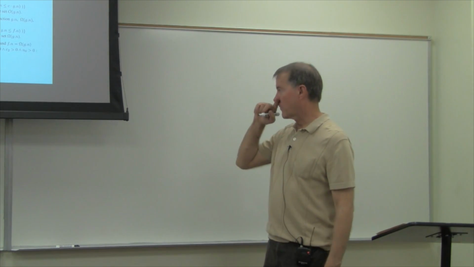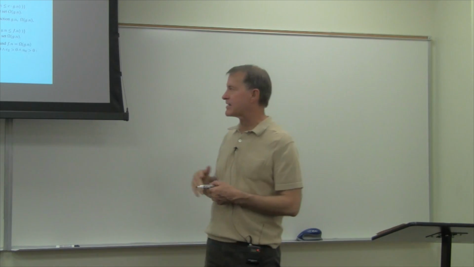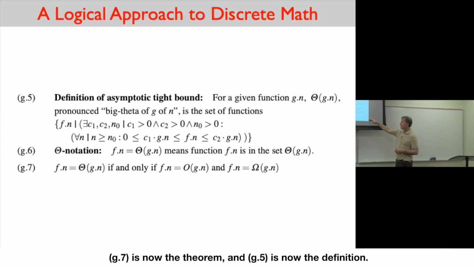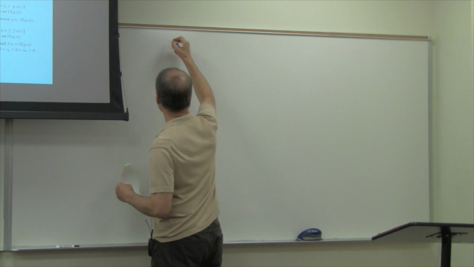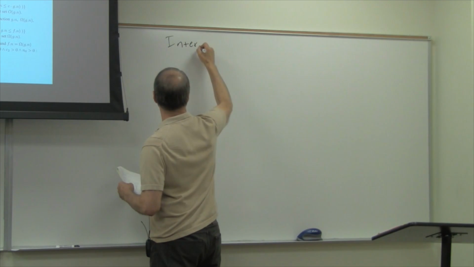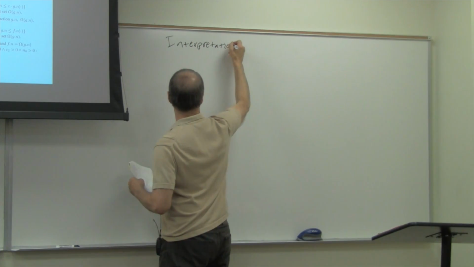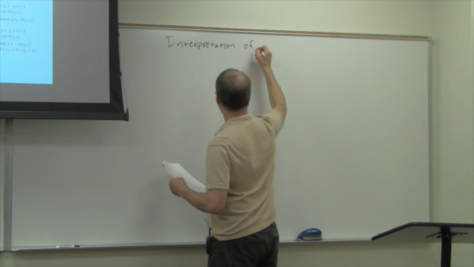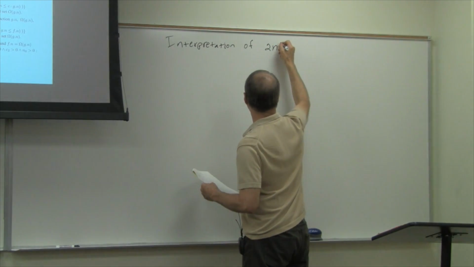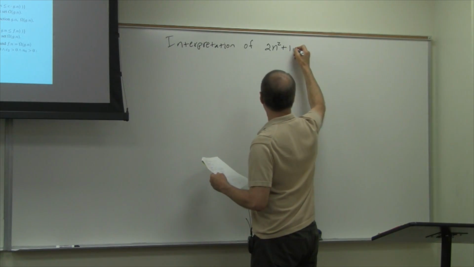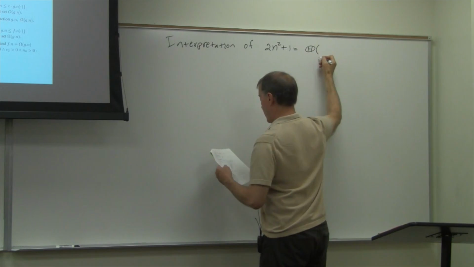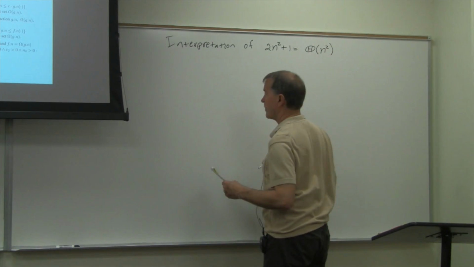We're going to start today by, at the end of class last time, check this out, G.6, we talked about that this is a theorem. And what I want to do is give you a specific example of the interpretation of big theta. So here we go. This is an interpretation of the following fact: 2n squared plus 1 equals big theta of n squared.